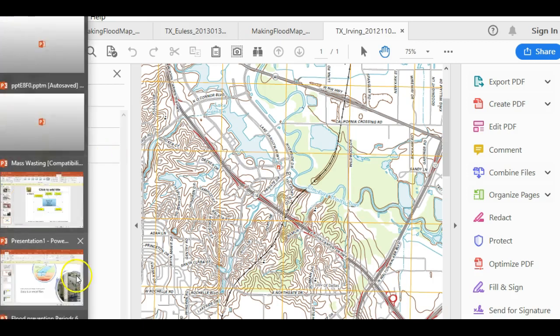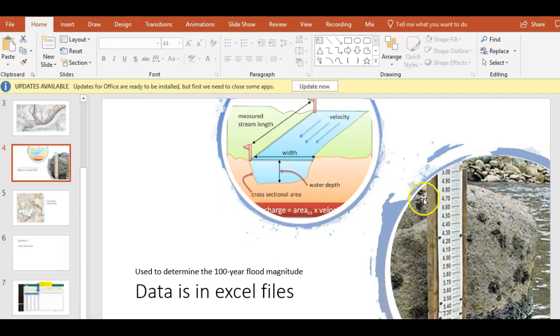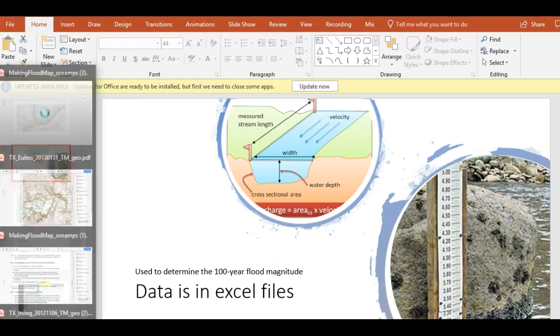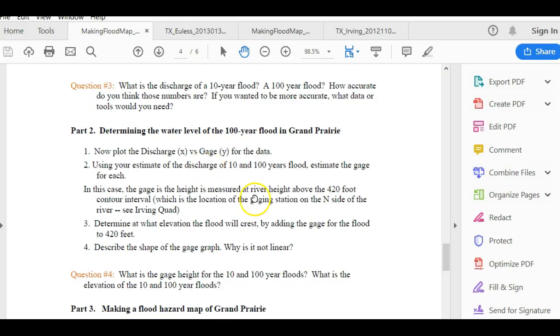Again, how high does the water go? I'm using a gauge that looks like this. So that's the map I'm looking at. Looking at that map, I'm going to determine at what elevation the flood would crest. Where is it going to go over? By adding the gauge for the flood to 420.